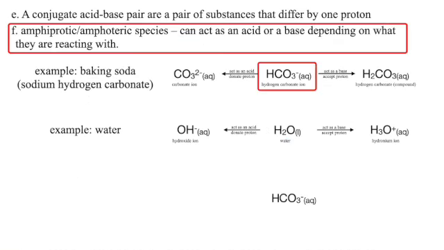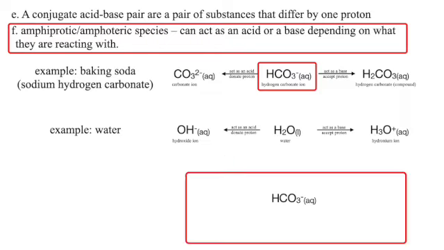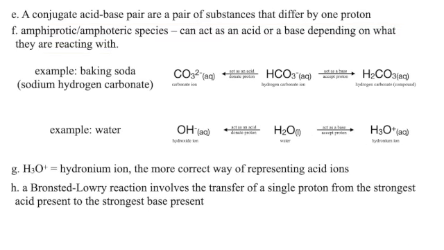All right, and here's an example of the same concept. HCO3 negative can act as an acid. It can give away an H positive like that and become CO3 2 negative, or it can receive an H positive and become H2CO3. So it's an amphoteric entity. Okay, it can act as an acid or a base. Okay, water is the same thing.